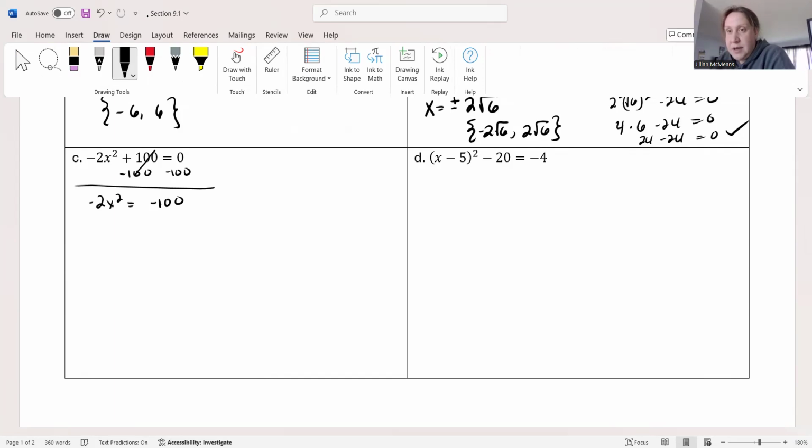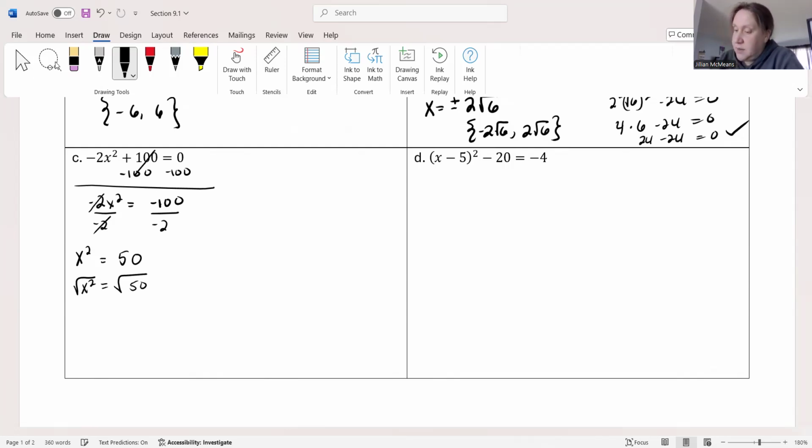Now, I don't like the fact that I have a coefficient on x, so let's go ahead and move it. Let's isolate x squared all by itself. So we're going to divide both sides by negative 2. Well, negative 2 divided by itself is 1. 1 times x squared is x squared. And then negative 100 divided by negative 2 is positive 50. So now I have this variable component in a term squared. I've isolated it. So now we take the square root of both sides.